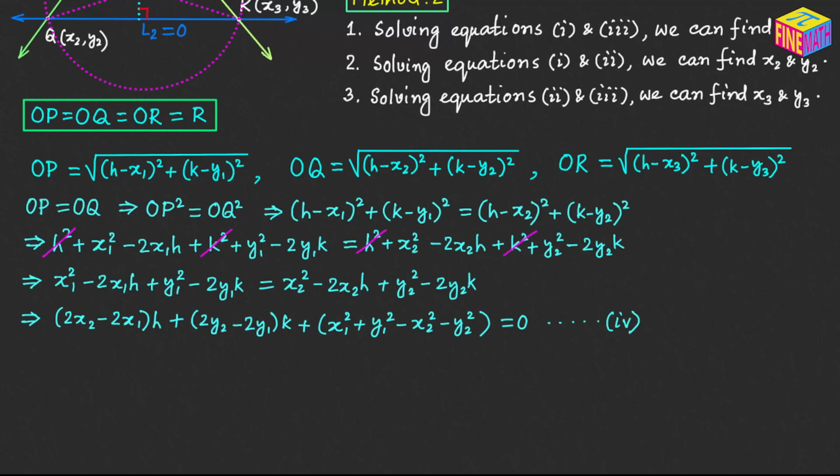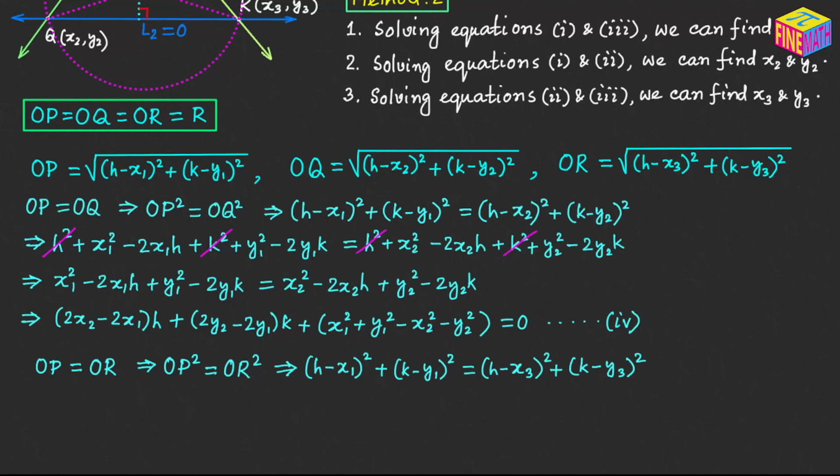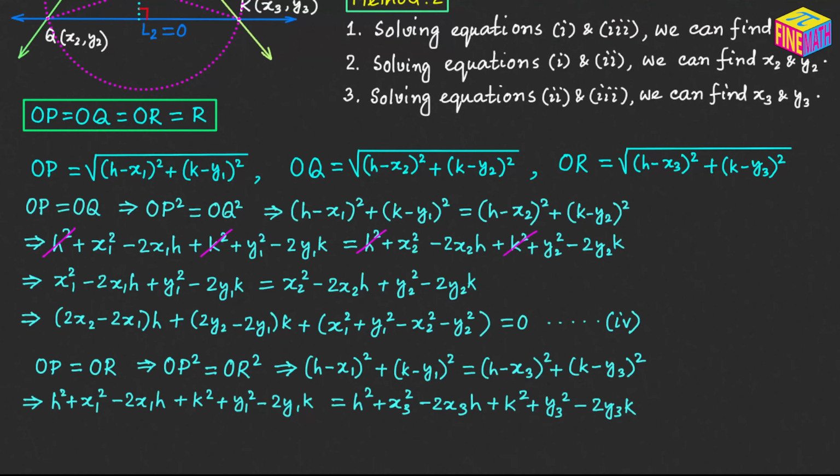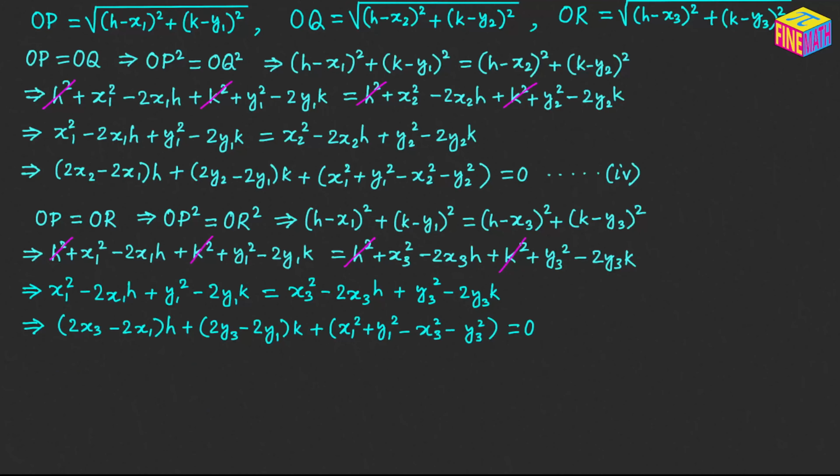And similarly, we can create another equation. Let's take OP equals OR, and we can say OP squared equals OR squared. And from there, we can write it like this, and then we are going to expand it. So our equation will look like this. And here again, you see we have some equal quantities on both sides of the equal sign. They will cancel out each other. So our equation is going to look like this. And next, I am going to bring everything to the left hand side. Then our equation would look like this.